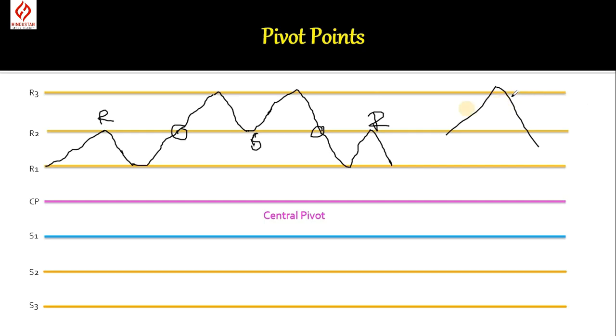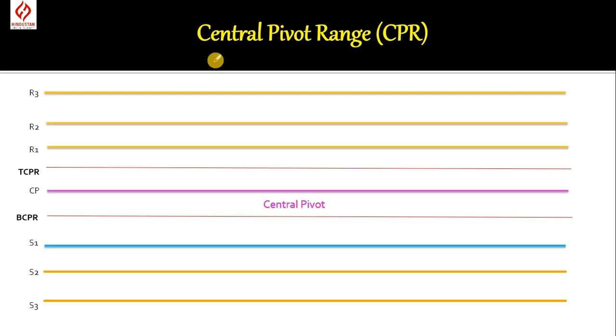And pivot points are nothing but they will work as support and resistance levels on your chart, right? So this is what pivot points are. Next, central pivot range, that is CPR, right? So CPR is nothing but, here you can see the pink line, this is the central pivot. One line above the central pivot and one line below the central pivot form a range.